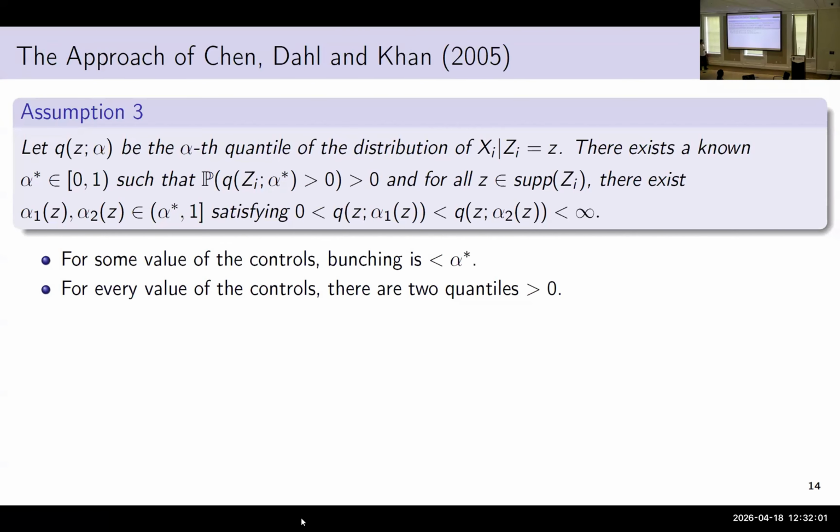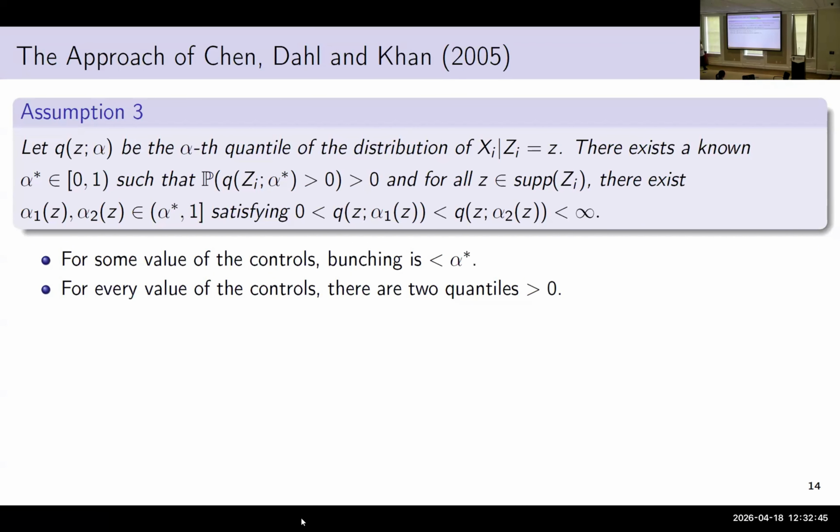So this first assumption will be a restriction on your data, basically, that you can easily look at your data and verify. Let Q of Z alpha be the alpha quantile of the distribution of the treatment conditional on the covariates. We're going to assume two things. First, there exists some value of your covariates such that for a known and fixed quantile alpha star, that quantile is strictly positive. What that means is that you can find a value for your control such that you have less than alpha star bunching.